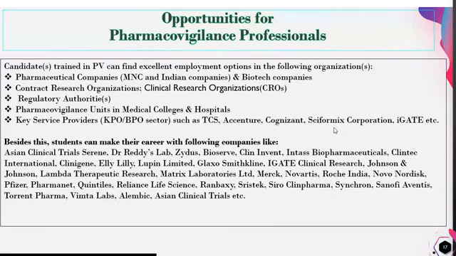We have plenty of names like TCS, Accenture, Cognizant, Cyformix, Corporation, iGate, which anybody would be looking at and would love to join. These are examples, but there are plenty of such names which you can think of. Besides this, below is the list where you can go and have a look. This is a simple list, but there are plenty of such things which you can come across.